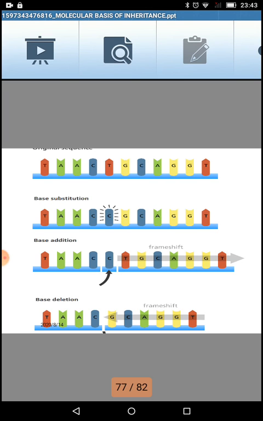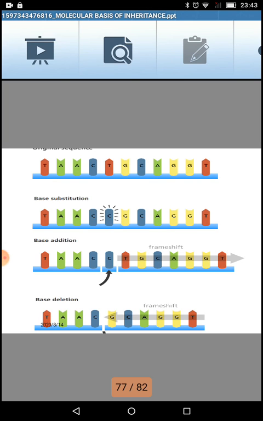Come down to the second triplet which we are discussing. In the original one it is CTG, but in base addition what has happened? Between C and T, one more C is added. So now the triplet reading will be CCT. Then G will be shifted to the next triplet codon, so GCA will be read. Then A will be shifted to the next codon, so it will be read as AGT, and this T will remain separate. Now another codon is going to be added to it.